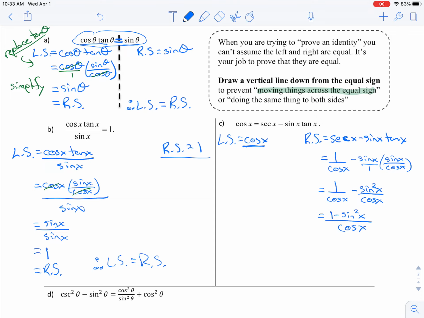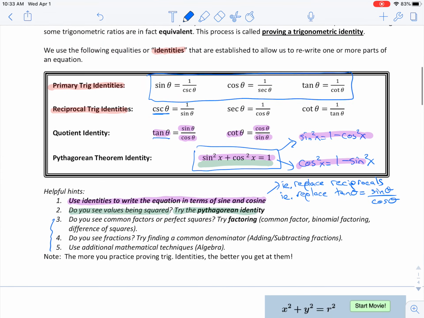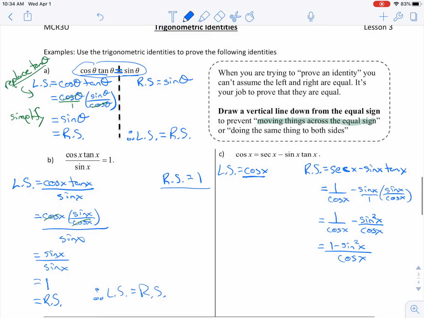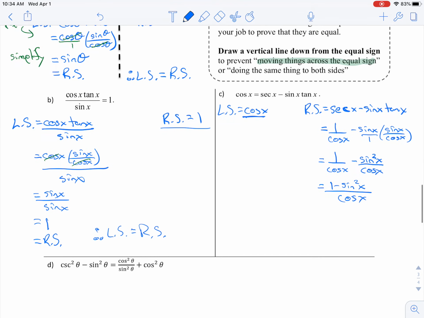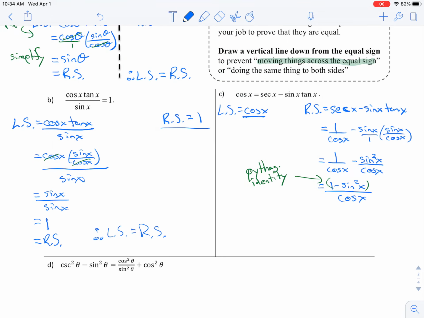And again, we've still got 2 terms on top. So this is where you have to go, and there's nothing obvious to do, but notice, if I highlight here, I've got 1 minus sine squared x, which is cos squared x. So I've got this that I can replace. So this is the Pythagorean identity. I'm just going to write it so you have it in your notes.